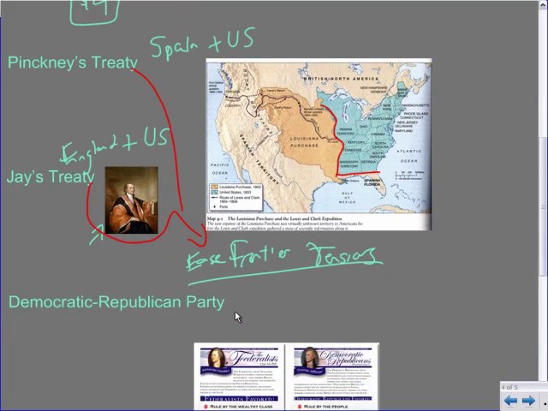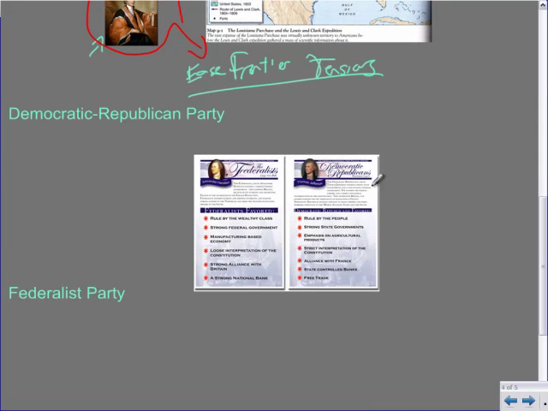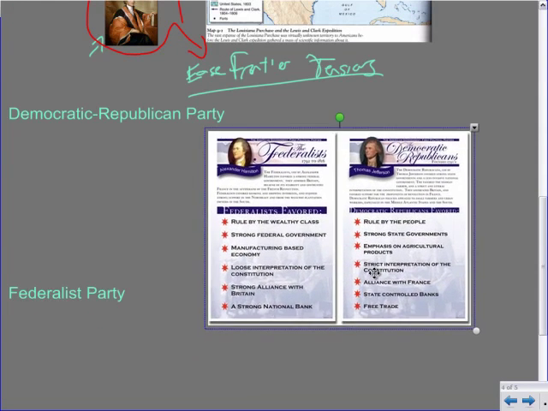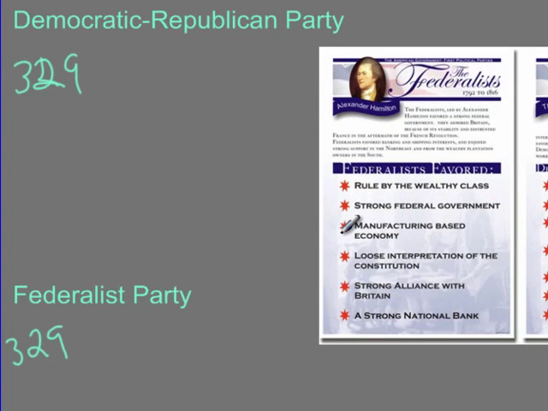Once that happens, we look at these political parties. These political parties pop up right after George Washington retires, and even though he warns them, hey, don't have political parties, nobody listens, and they set up the first two political parties, the Democratic Republican Party and the Federalist Party. There's a really good chart on page 329, and it's going to outline the differences and similarities between both of these parties.